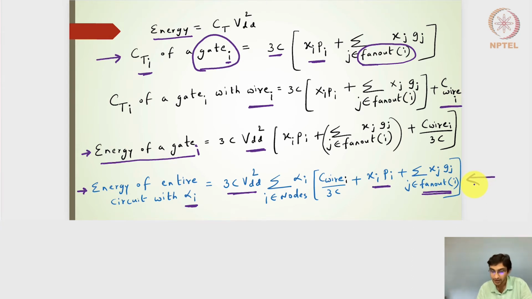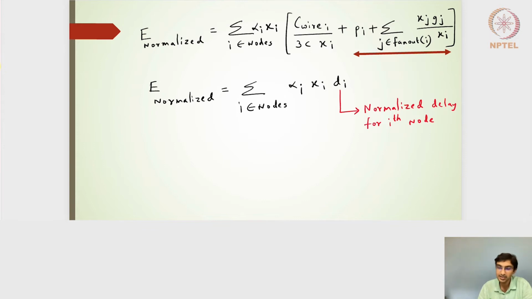i. Now, I can easily normalize this energy term by taking out 3C VDD square, because that is a constant. I can divide by 3C VDD square, and then this becomes a normalized energy, and that's what we have in the next slide. So the E normalized, if we identify the E normalized value, then multiplied by 3C VDD square will give me the absolute energy.